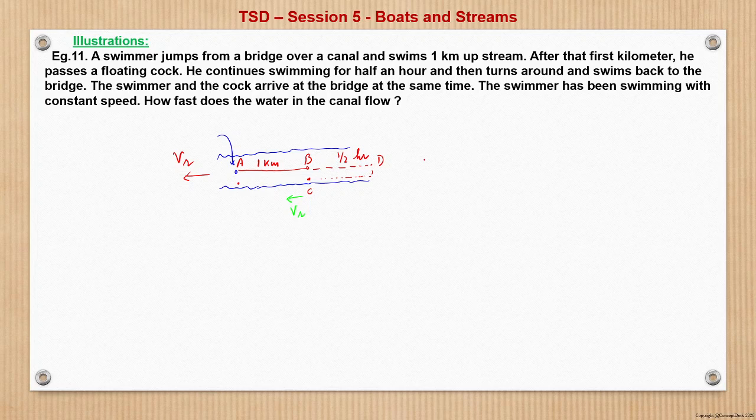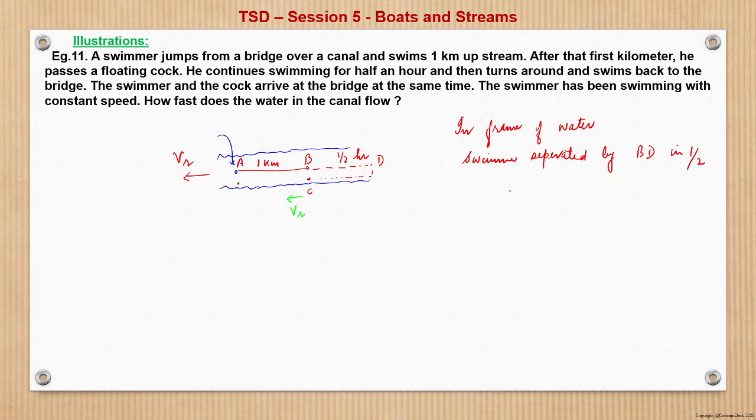Now, if we see in the frame of water, at this junction B, they were at the same point. So what happens after this point? They both separated for half an hour, right? This distance BD, in the frame of water, the swimmer separated by BD in half an hour.